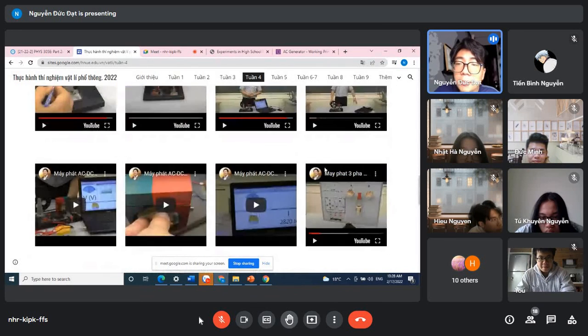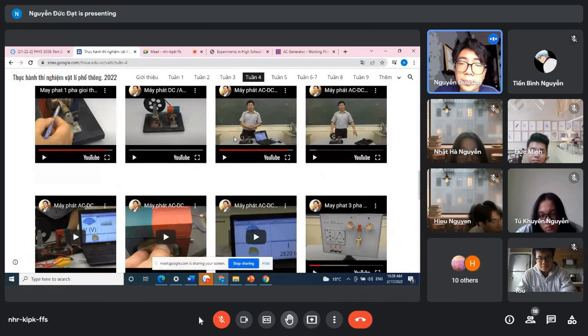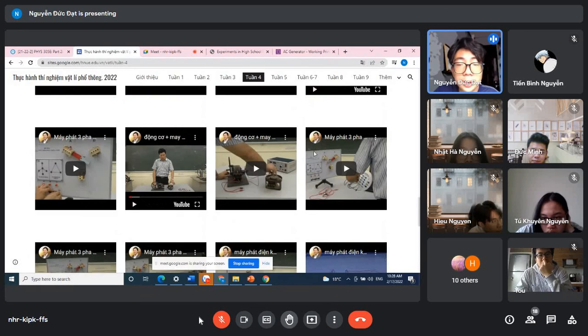And you might be able to focus on the traditional experiment first. The experiment related to the computer, you might do it later.